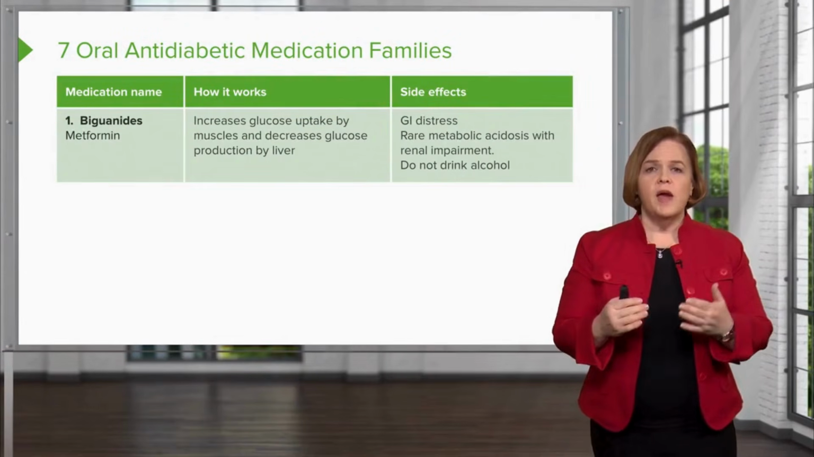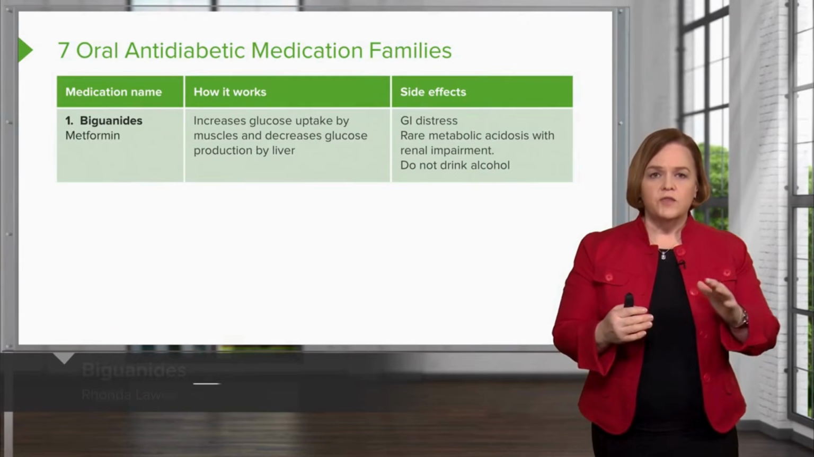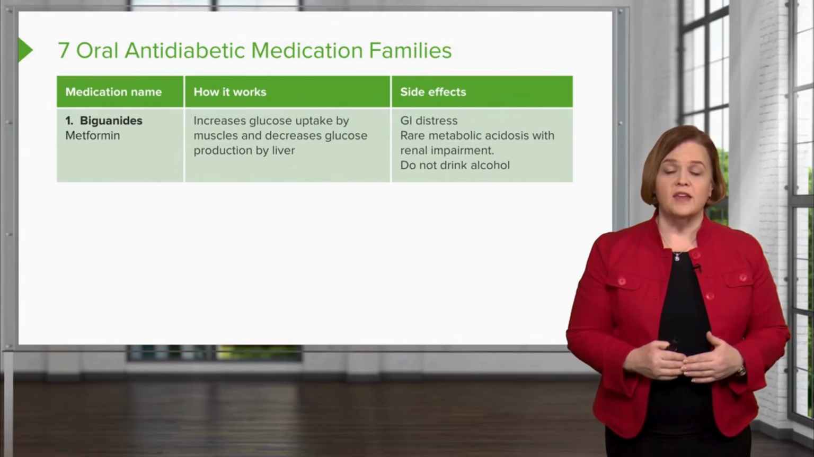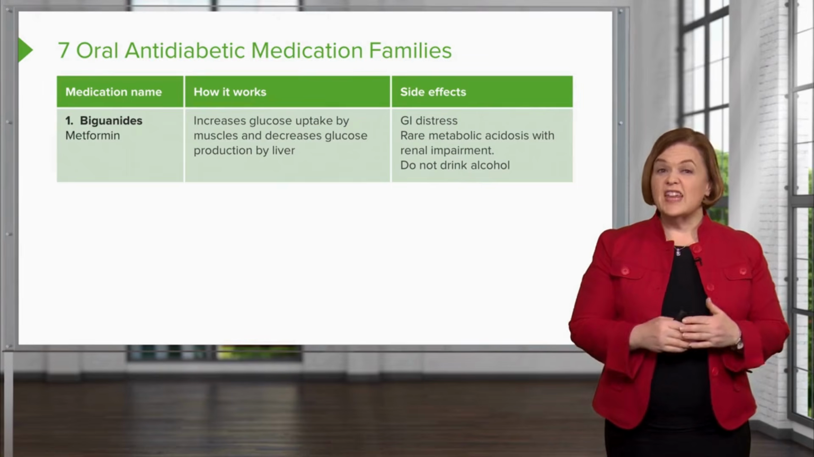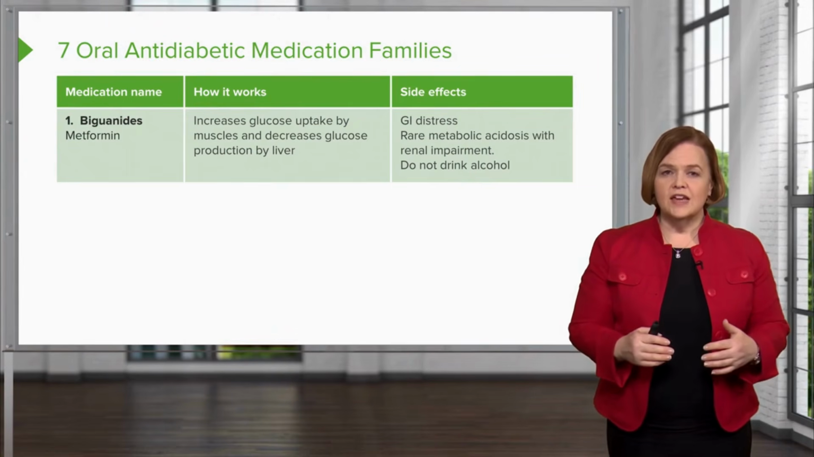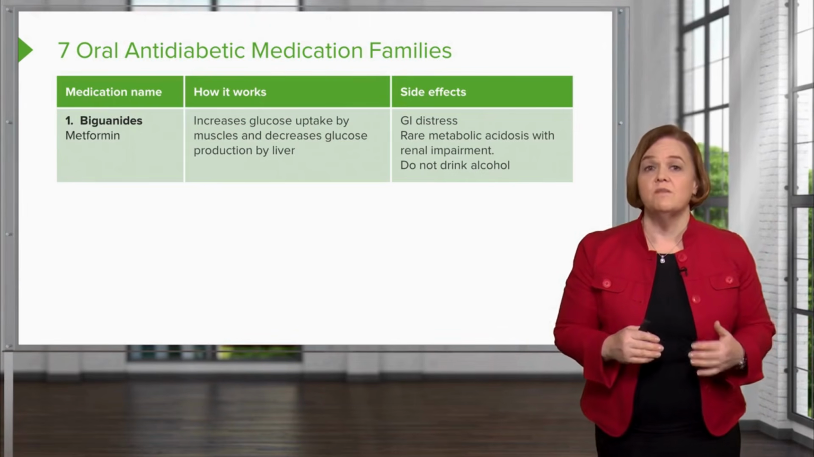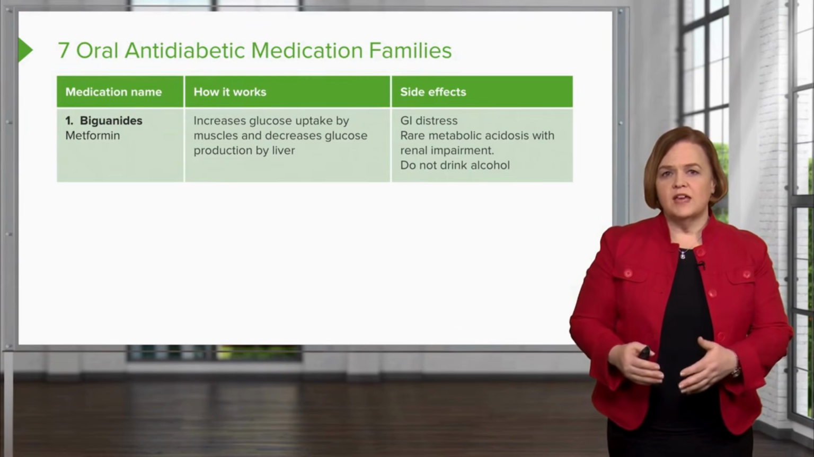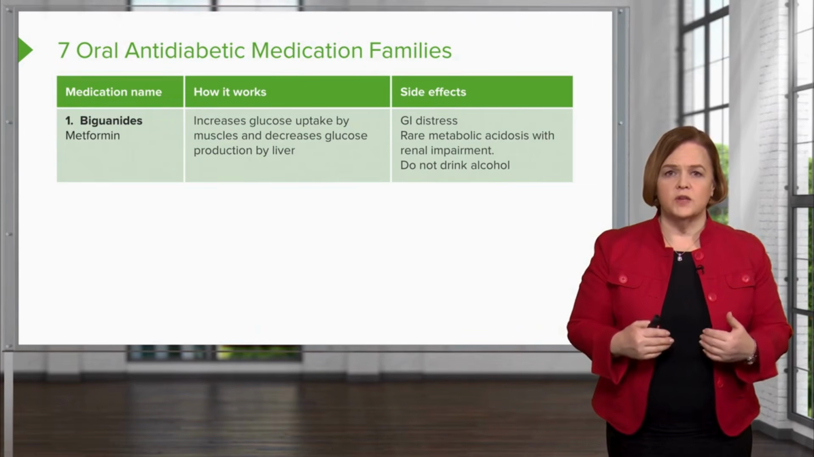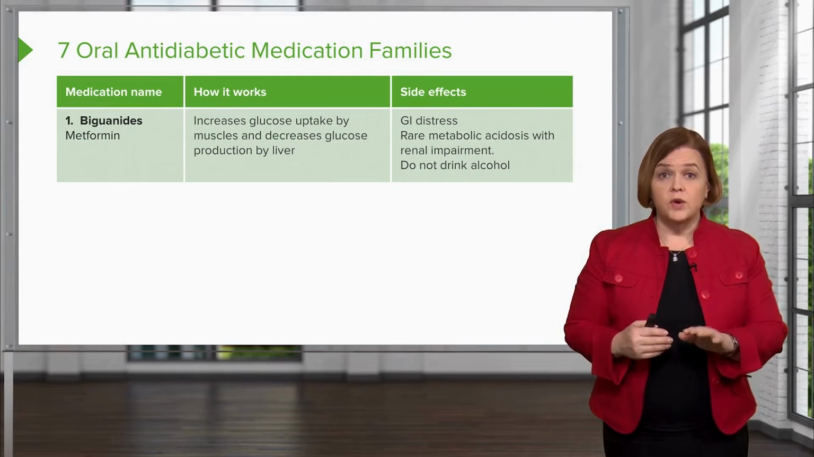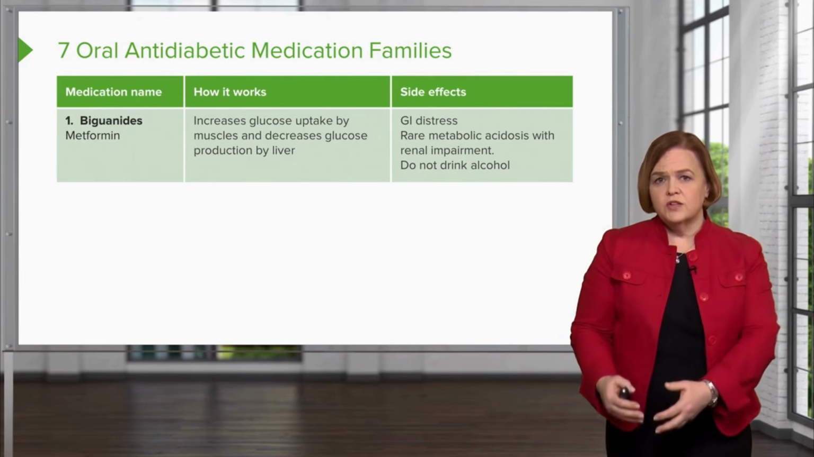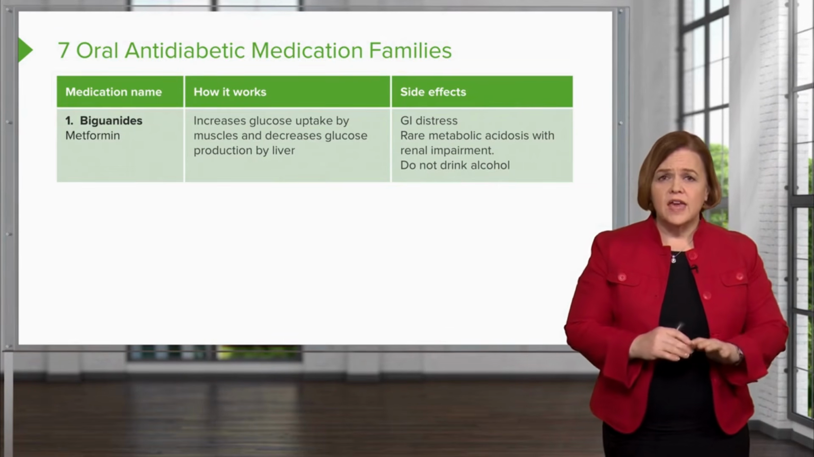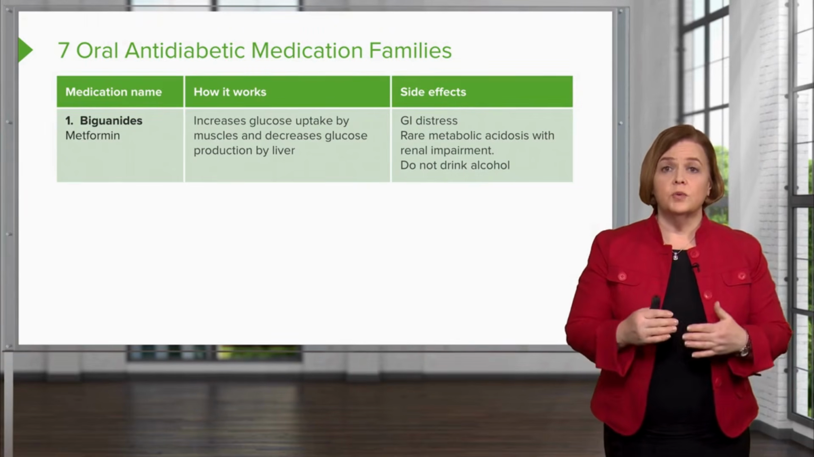Okay, so let's go back and look at each one of the families. First group, Biguanides. Now, an example of a drug in this family is Metformin. You'll see it everywhere. If you've been in the clinical setting yet, I can almost guarantee you've taken care of somebody on Metformin. Now let's look at how it works. It increases the glucose uptake by the muscles and it decreases the glucose production by the liver. That's why you end up with a lower blood sugar. It helps those muscles take up extra glucose and it'll tell the liver, hey, don't make any more glucose. That's what gives us a lower blood sugar.